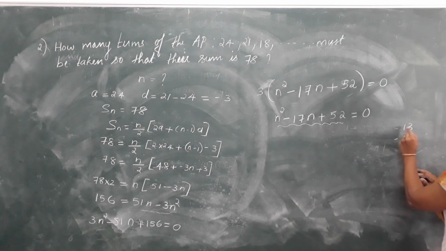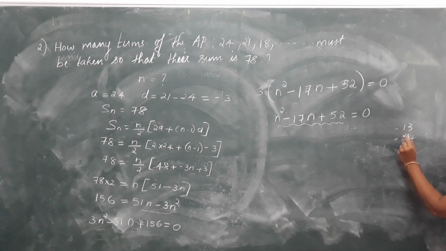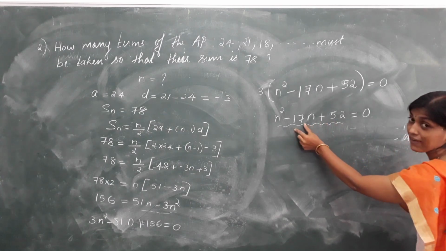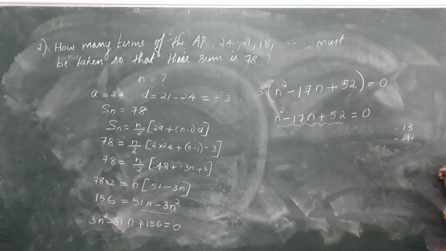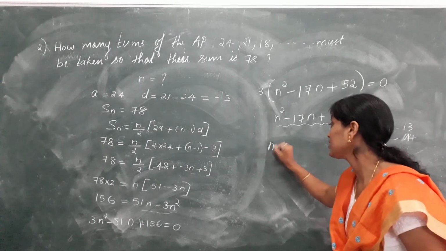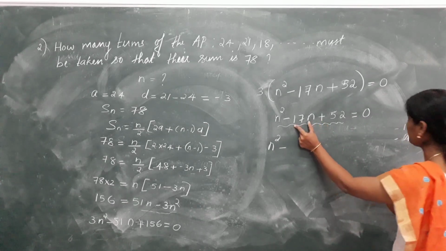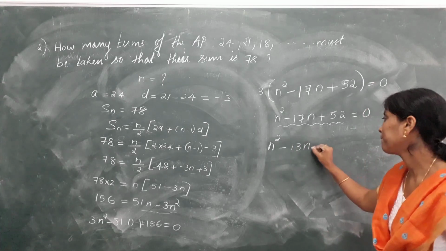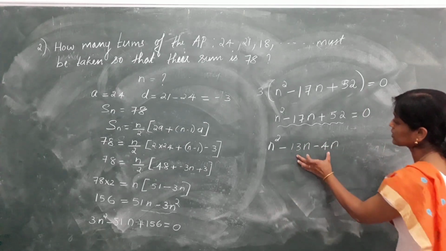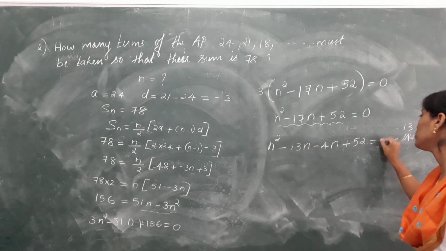It is minus 13 and it is minus 4. Minus 13 plus minus 4 is minus 17, and minus 13 into minus 4 is 52. So you will get n square minus... using these two numbers we will split the middle term, that is minus 13n and minus 4n, since the sum is minus 17 and the product is 52, that's equal to 0.